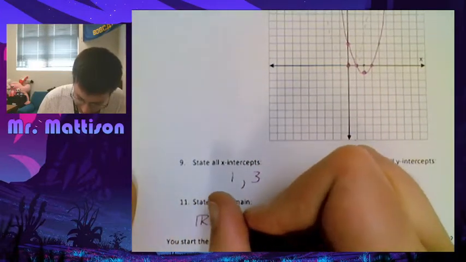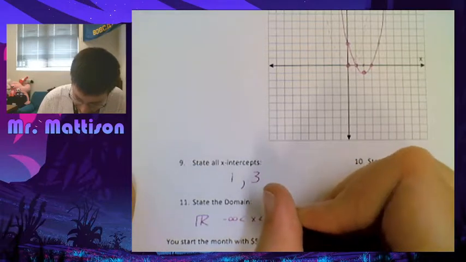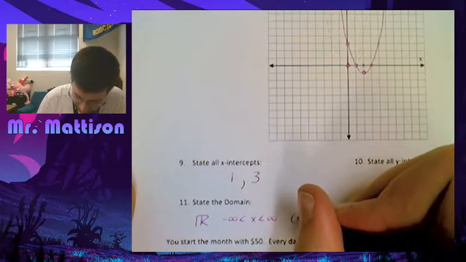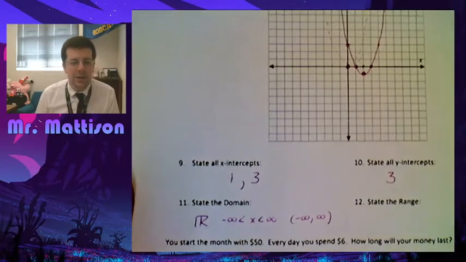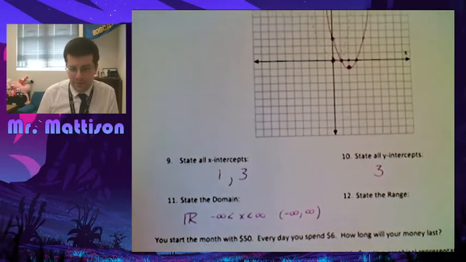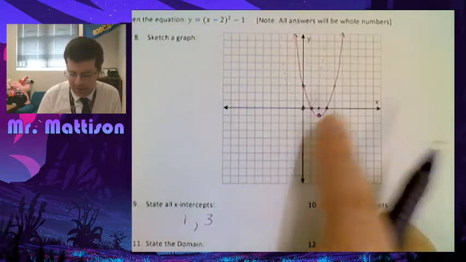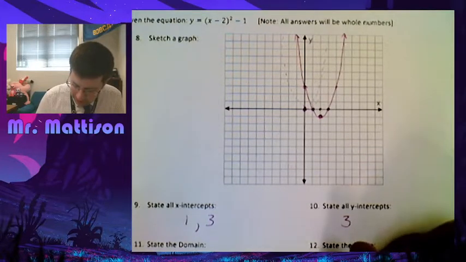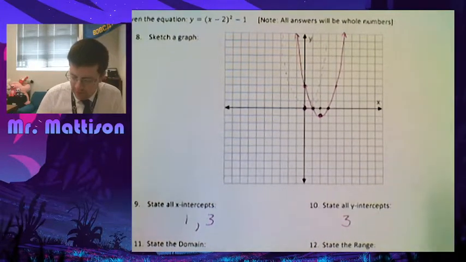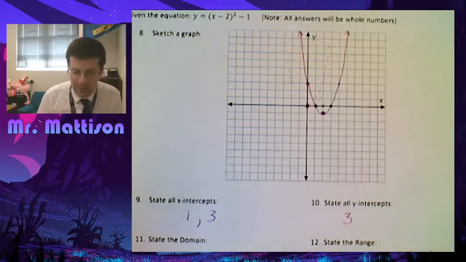Or I could say from negative infinity to positive infinity. Or I could use the notation negative infinity, comma, positive infinity. Again, any one of those, whatever you're more comfortable with. And then the range, my lowest point here is at -1. So my range is going to be any y value that is greater than or equal to -1. Or I could say in interval notation from -1 up to positive infinity.